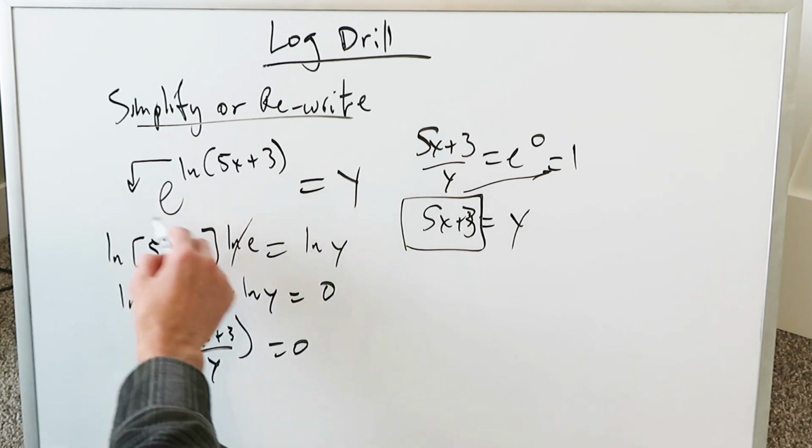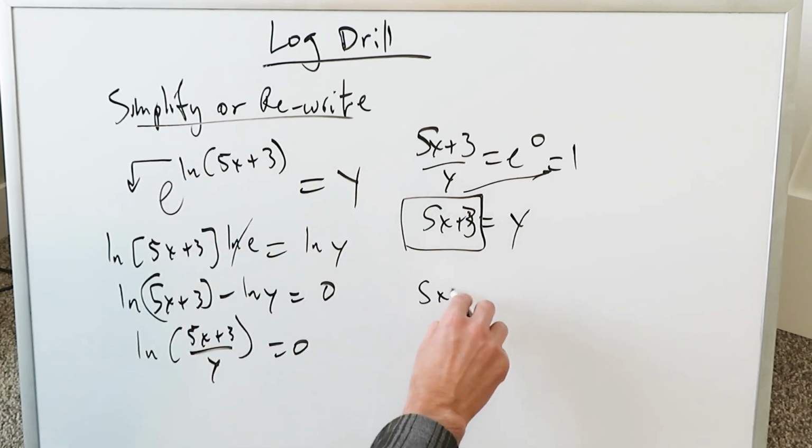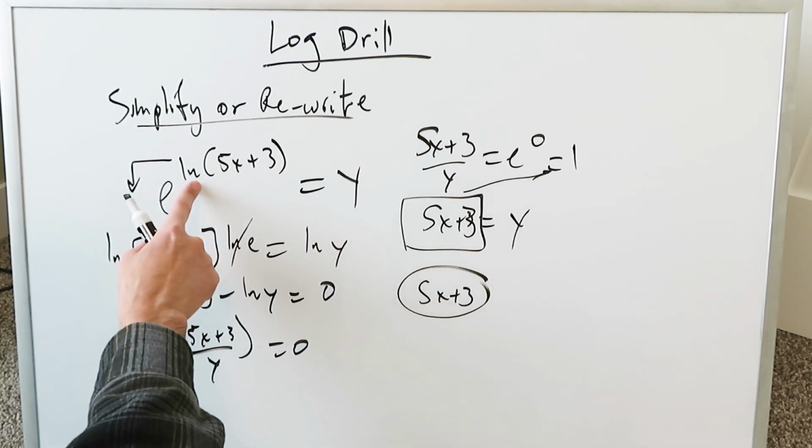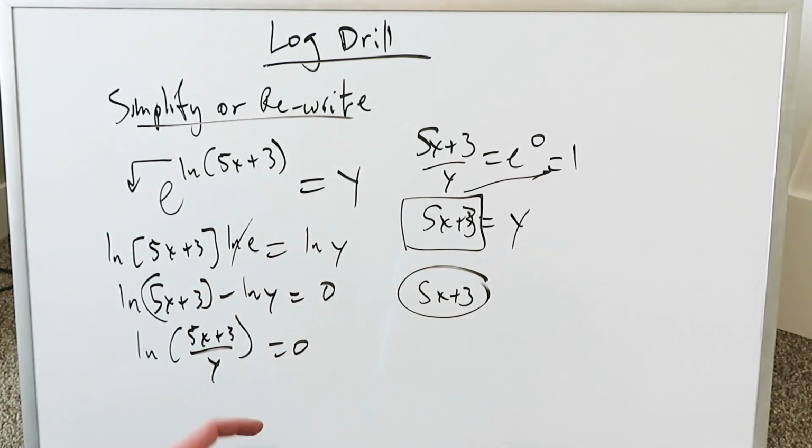If you were to rewrite this or simplify it, your answer is simply 5x plus 3. Whatever you see right here in your exponent is your answer, except don't bring in the natural log, but I've shown you this procedure here. Let's look at this one.